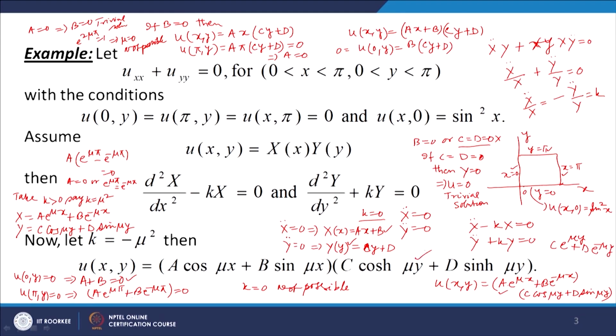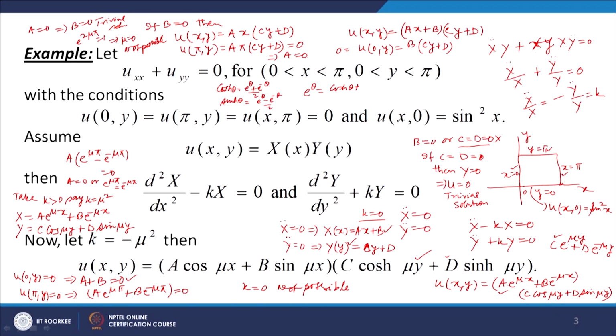Okay? This part can be written also as C e to the power mu y plus D e to the power minus mu y. We can write either this one or this one, because we know that e to the power theta is equal to cosh theta plus sinh theta, where cosh theta equal to (e to the power theta plus e to the power minus theta) by 2, and sinh theta equal to (e to the power theta minus e to the power minus theta) by 2.